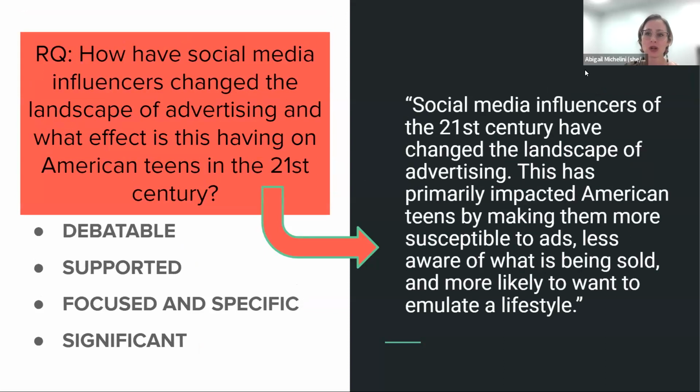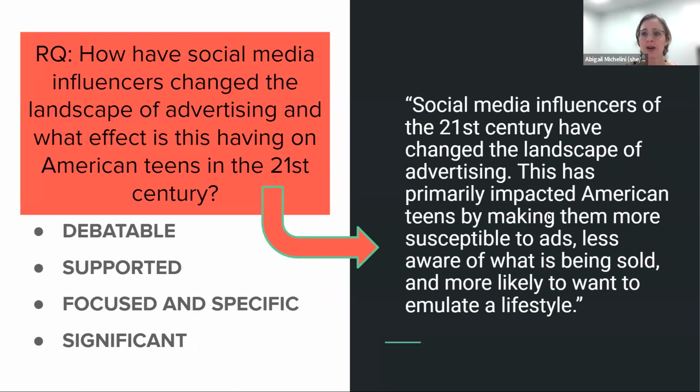So let's try a second draft here. Same topic, same research question. Now I've written, social media influencers of the 21st century have changed the landscape of advertising. This has primarily impacted American teens by making them more susceptible to ads, less aware of what is being sold, and more likely to want to emulate a lifestyle. Okay, how am I doing here? Better, right? Okay, I have more specifics here about what I'm going to cover in my paper.